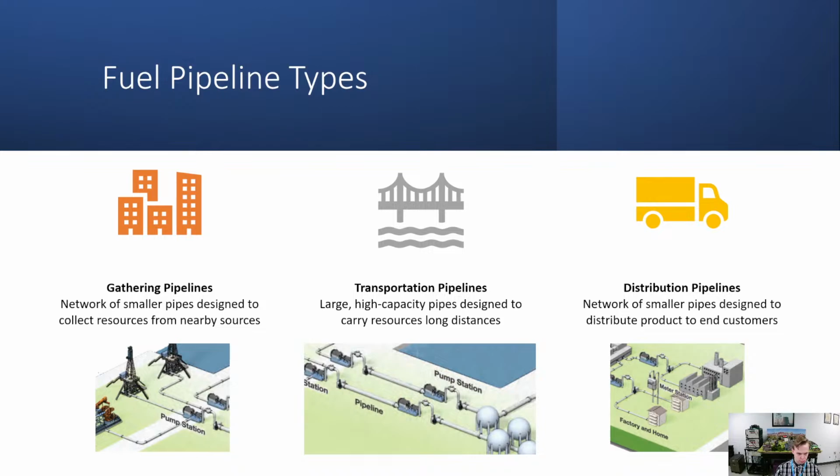And this is what you would probably typically think of when you hear the word pipeline. These are your large, high-capacity pipes designed to carry resources really long distances. I'm talking it could be hundreds and hundreds of miles. Then finally, the transportation pipelines bring the material they're carrying to our distribution pipelines. And again, these are a network of smaller pipelines to distribute the product to the end customers, say us.